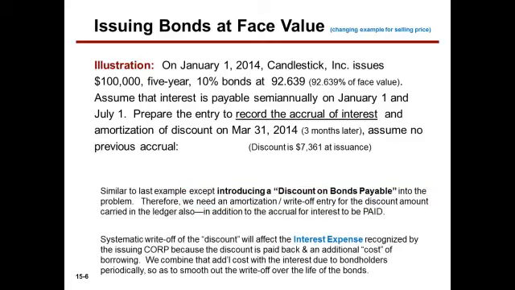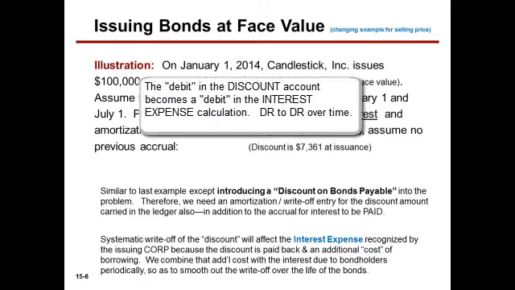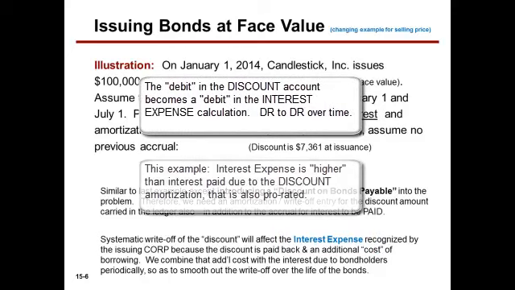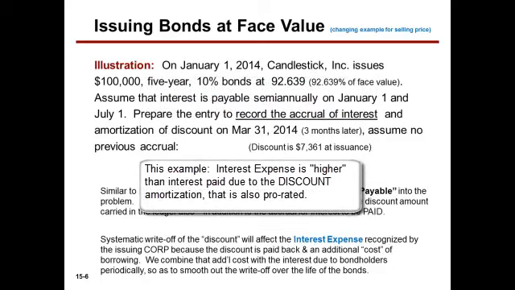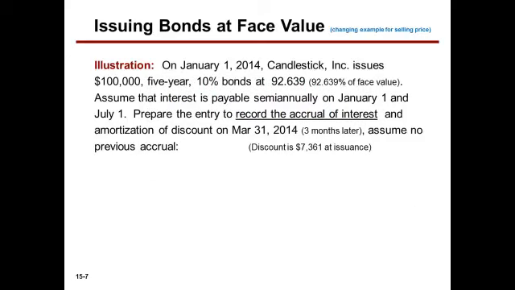This systematic write-off of the discount, as we are aware from previous talks, will affect the interest expense recognized by the issuing corporation, because the discount is paid back at maturity and therefore it represents an additional cost of borrowing. We'll combine that with the normal cost of interest that's earned by bondholders. So what's our journal entry?